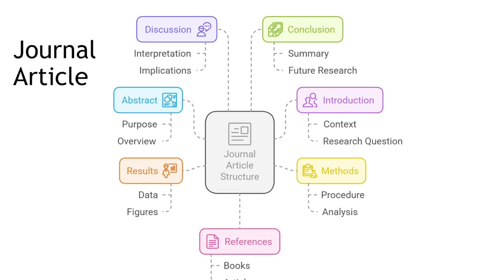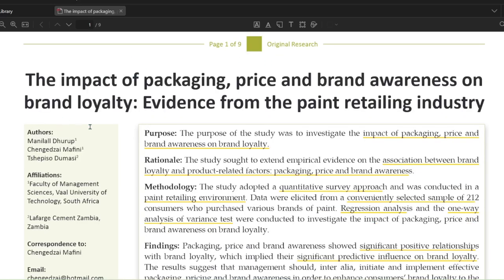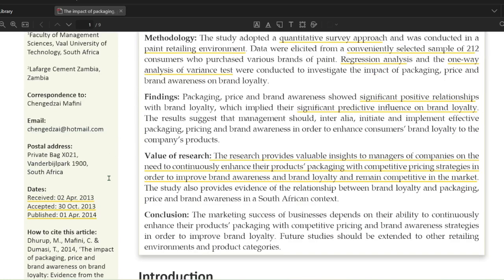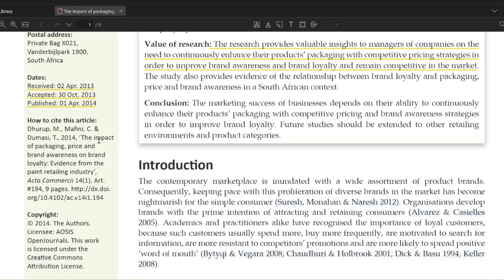So now we are opening this paper again. Well, here on the left side, we will find the authors' names, their affiliations, and also the dates when they sent the paper to the journal, acceptance dates, citation style, etc.